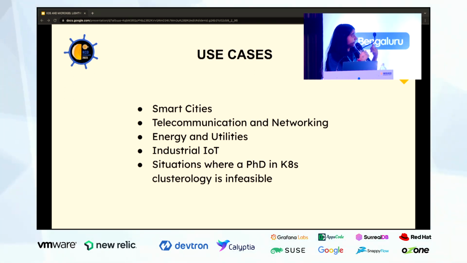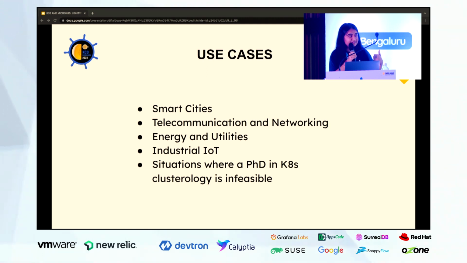Now the second is telecommunication and networking. These both distributions provide support there as well. One good example of MicroK8s is that it is used by some space industries as well. It is widely used in spectrometers as well. And the third one is energy and utilities, like petrochemical industries and wind farm engineers who use these distributions. The fourth one is industrial IoT. And the last one is situations where a PhD in K8s clusterology is infeasible.